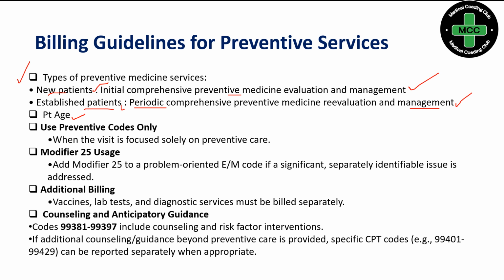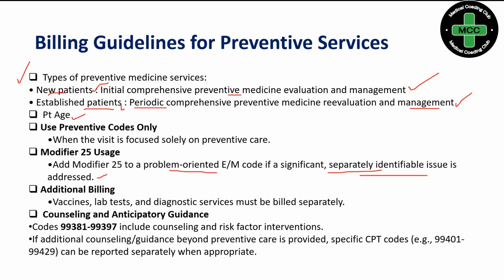Next, modifier 25 usage. Here it is important: add modifier 25 to the problem-oriented E and M code if a significant and separately identifiable issue is addressed. For example, you are doing a physical examination in the visit, and while examining, the provider may identify, or the patient may express, some other acute problem that needs one more evaluation and management, like a persistent cough or an upper respiratory infection. If any problem other than preventive services is addressed at the visit and needs a significant, separately identifiable E and M service, then we are supposed to use two E and M codes.